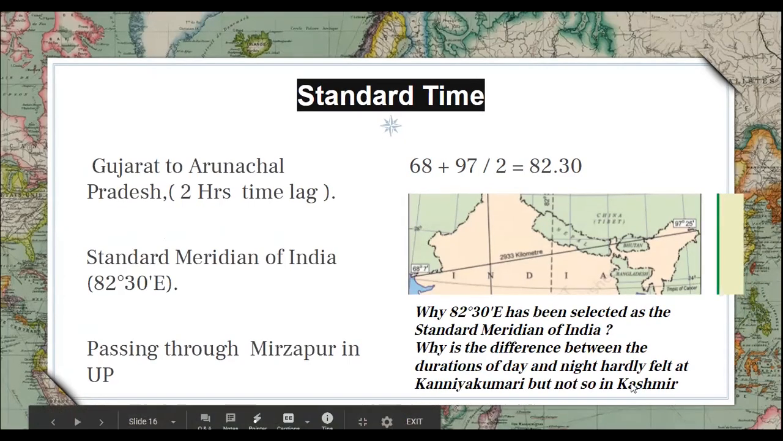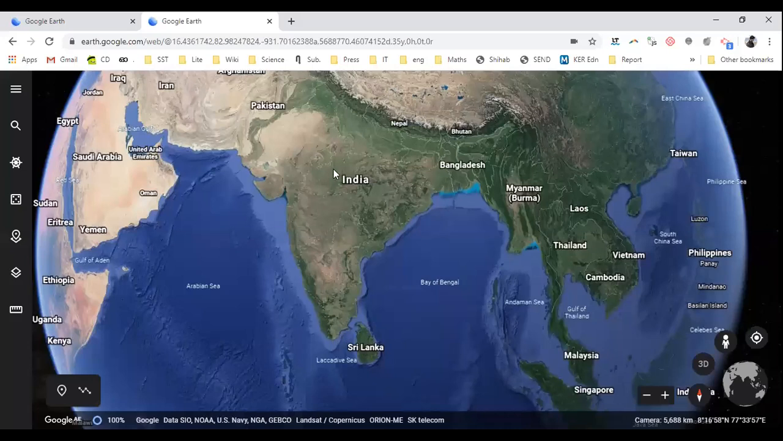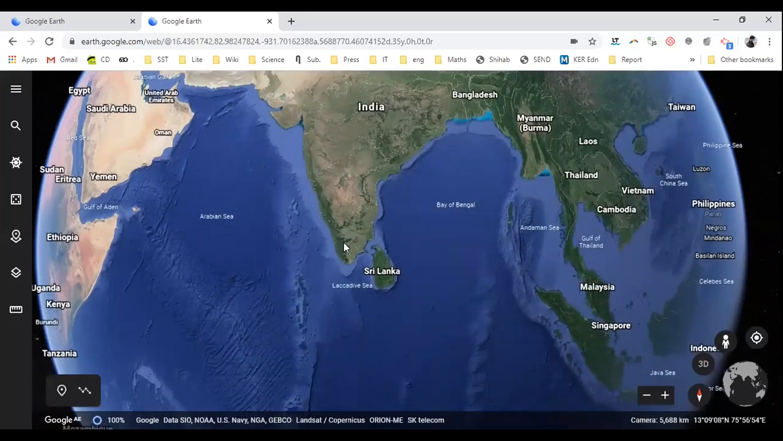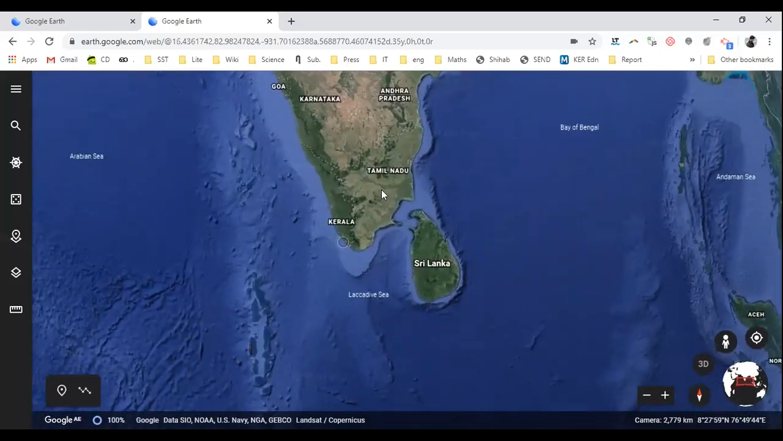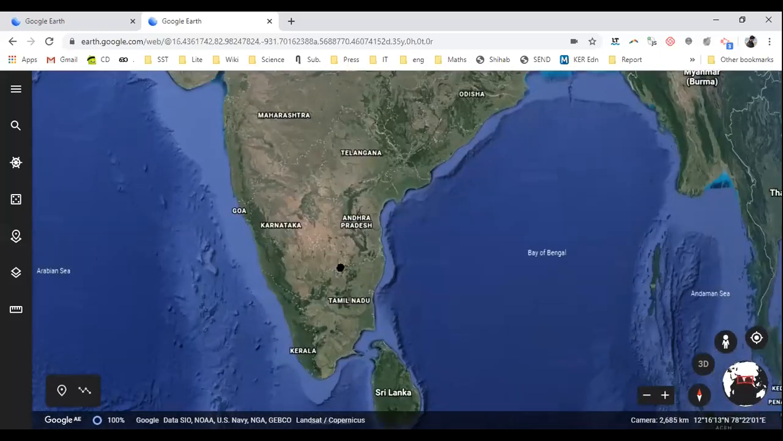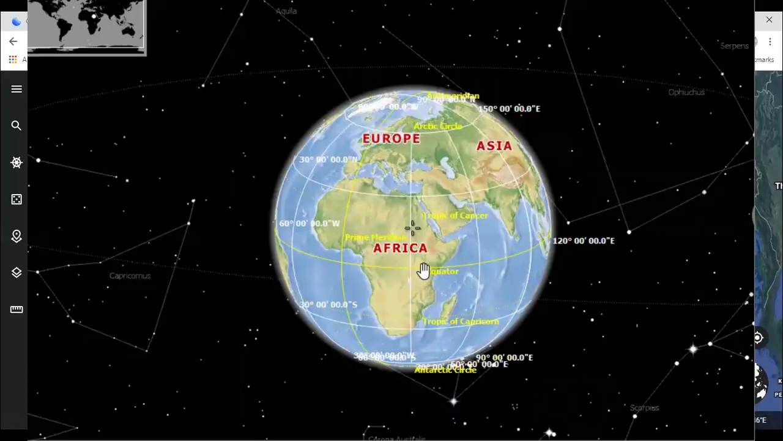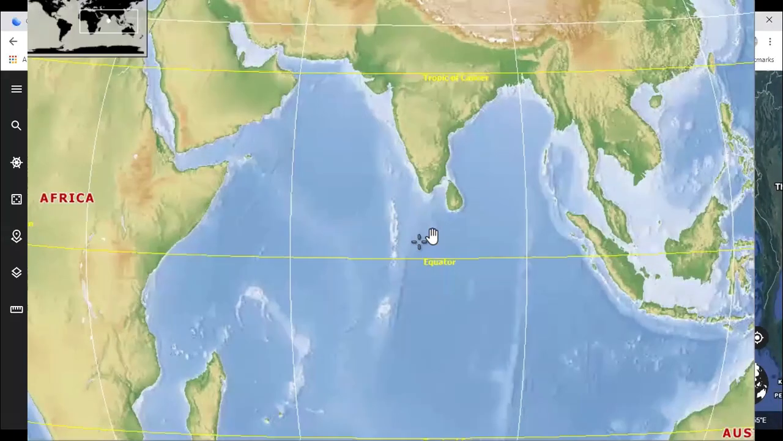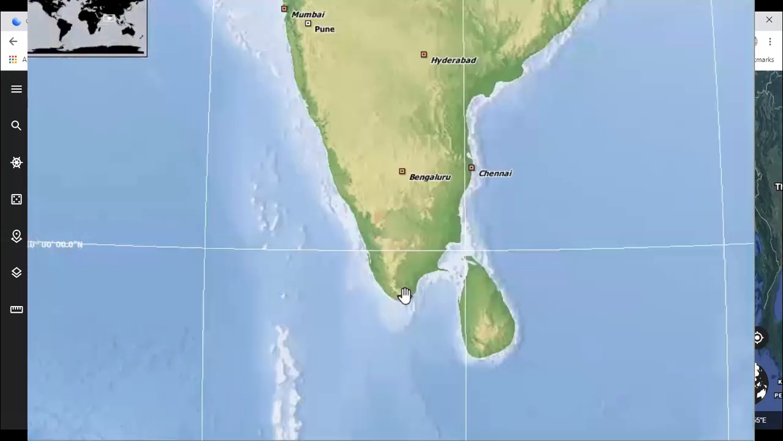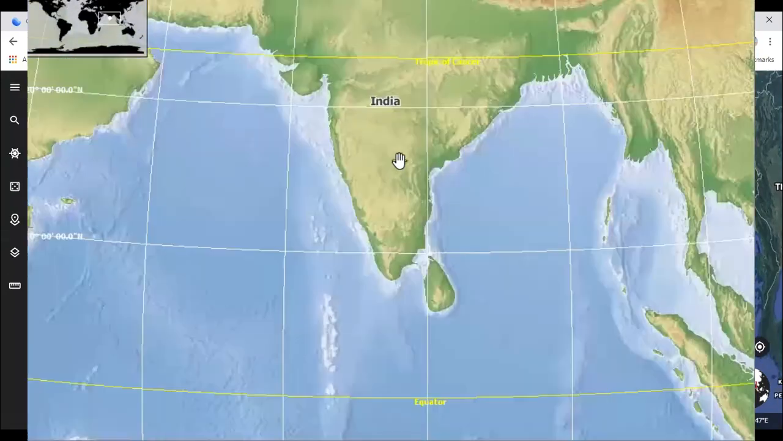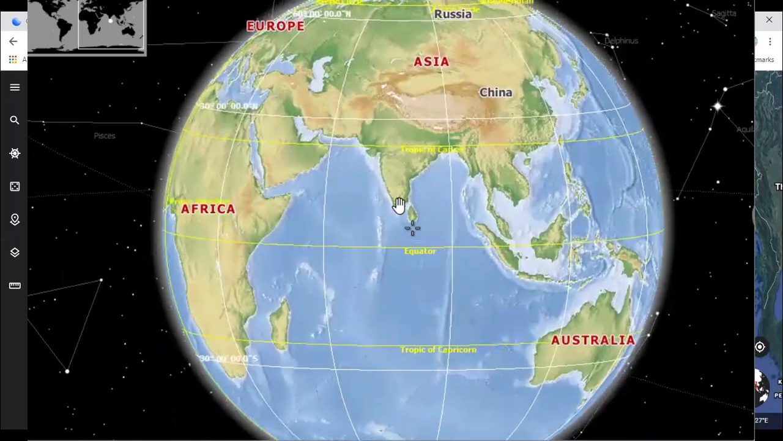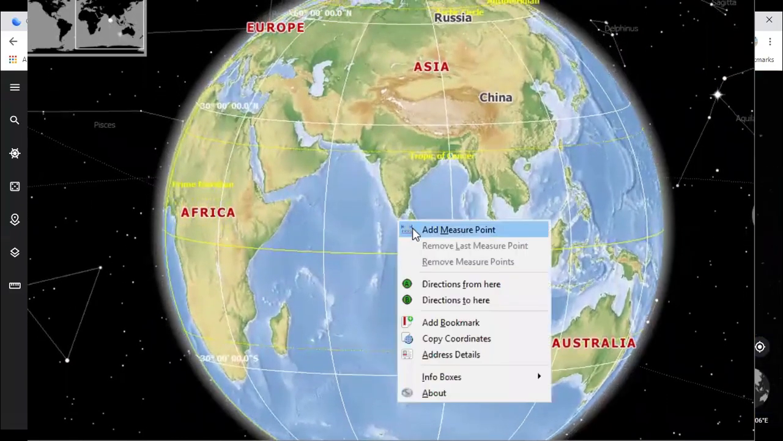To understand this answer, let us go to the globe again. So here, there is a difference in daytime and night time between Kanyakumari and Jammu Kashmir. Let us see, where is Kanyakumari? Kanyakumari is located in the Tamil Nadu state, which is located here. And Jammu Kashmir is located in the north side of India. But there is a difference in daytime.